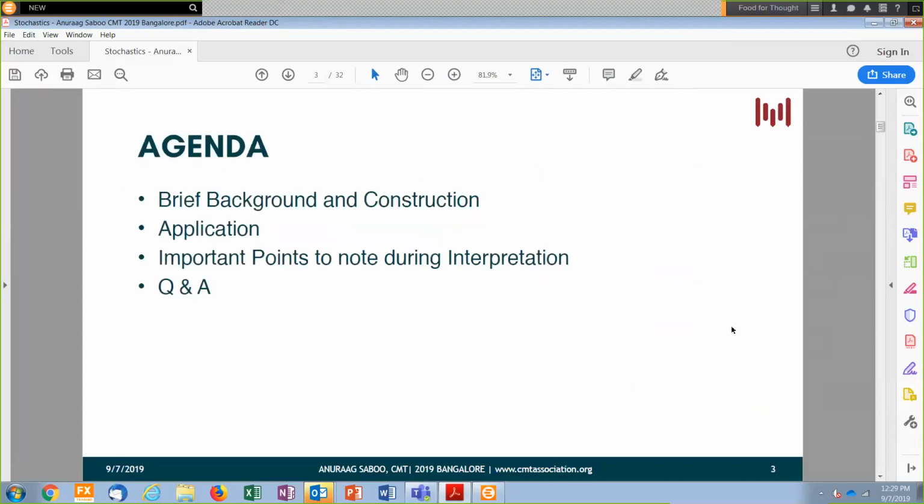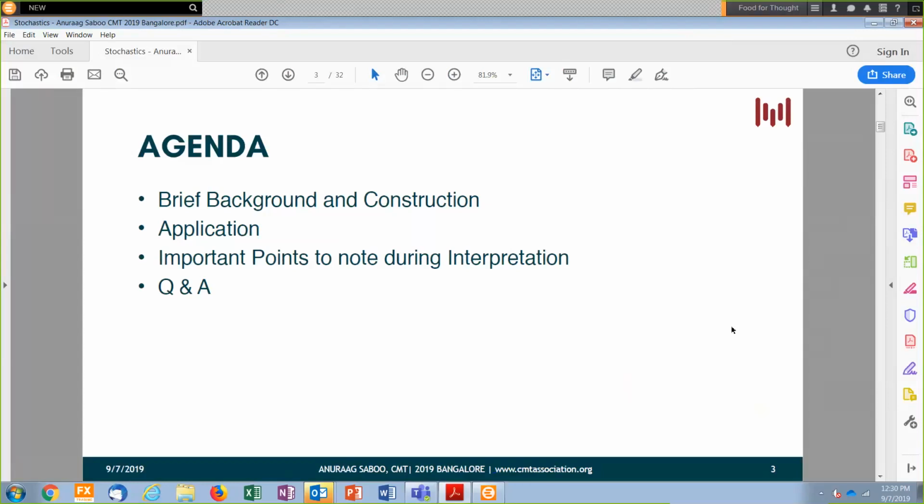And let's highlight the agenda for today. Today's agenda, we are obviously going to discuss the stochastic indicator and oscillator. We will discuss the brief background, construction, application and examples, and also the important points to note during the interpretation, followed by a Q&A, where we can also take questions as and when. Tushar is my co-host, and he will take your questions and help me answer them.